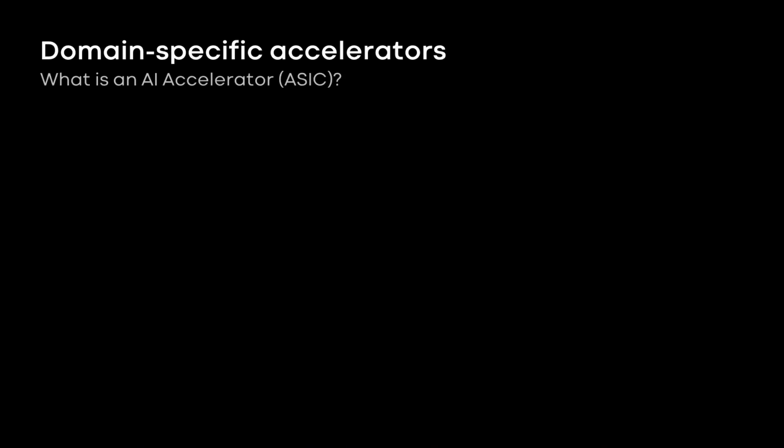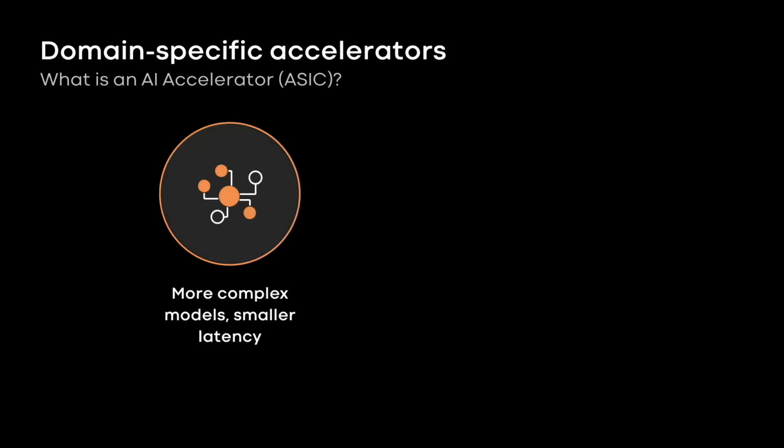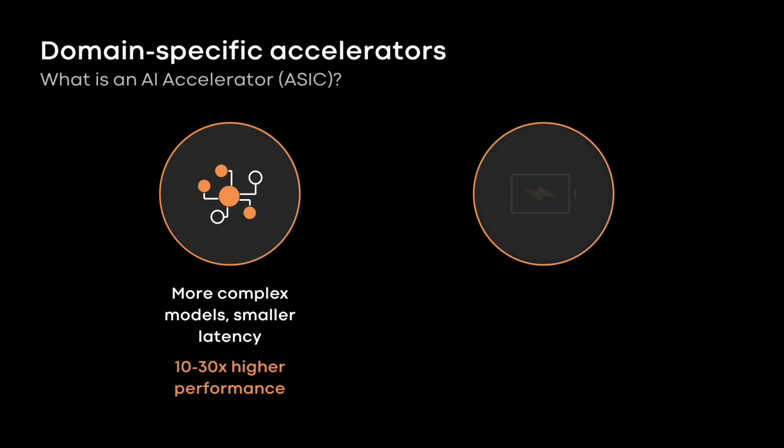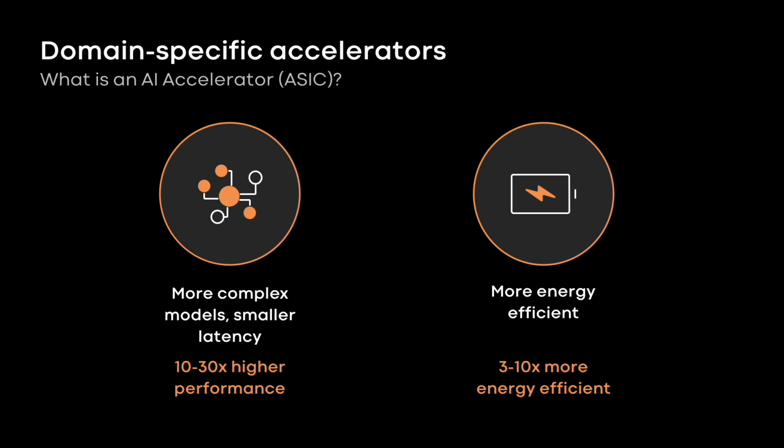An AI accelerator, or an ASIC, short for application-specific integrated circuit, is just special hardware that's designed to run AI applications faster. We built the first generation of these systems at our data center, and that's already delivered 10 to 30 times higher performance than the CPU. And because this is customized hardware, it is also more energy efficient, and we're able to get 3 to 10 times better energy and power efficiency as well.